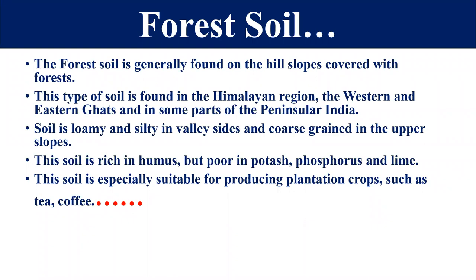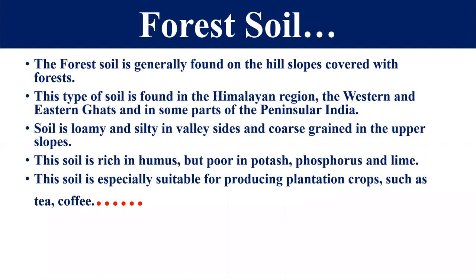And there is a lack of potash, phosphorus, and lime also, right? And dear student, this soil is mostly suitable for the production of plantation crops. Plantation is a commercial crop. Whenever we discuss the agriculture chapter, we will come to know about the different types of agriculture, where we will discuss the plantation crop also. This is a commercial crop in which only a single crop is grown. Right, students? So the basic aim is a commercial purpose, to maximize the profit.